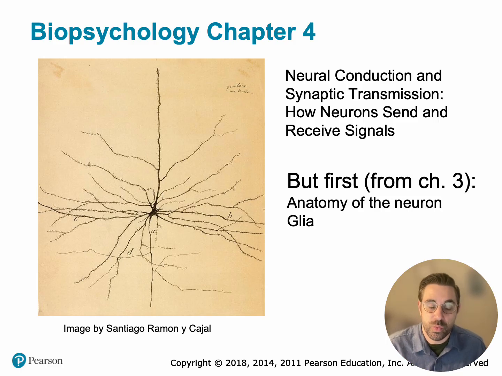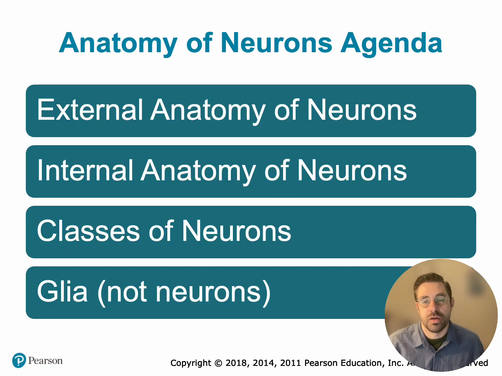And before we discuss how the neurons transmit signals, we're going to talk about the anatomy of the neuron, what makes up the neuron. This is technically in Chapter 3 of your textbook, but it fits better here, so we're going to cover it now. So we'll talk about the neuron anatomy from the outside in. So we'll talk about the outside features that you can see of the neuron. Then we'll talk about the internal parts of the neuron. We'll talk about different classes of neurons briefly, different shapes and sizes. And then we're going to talk about glia, which are the other major part of your nervous system that are not actually neurons, but they have a lot of interesting functions.